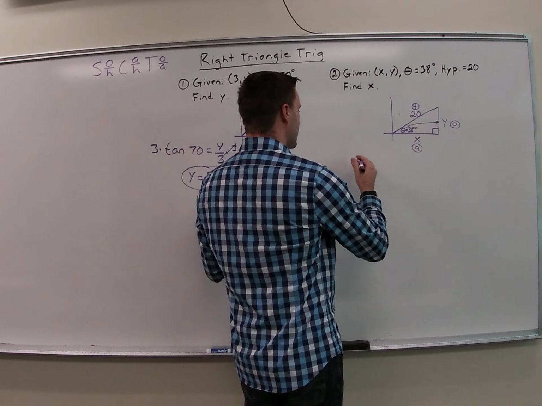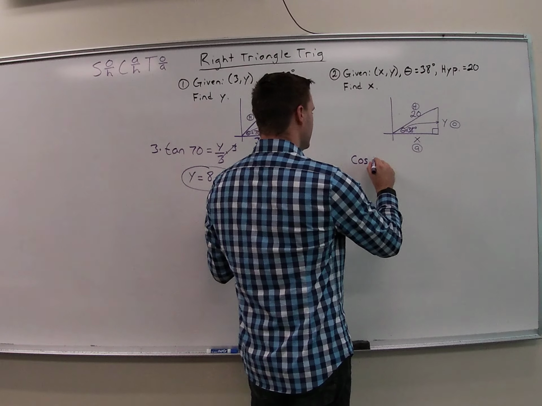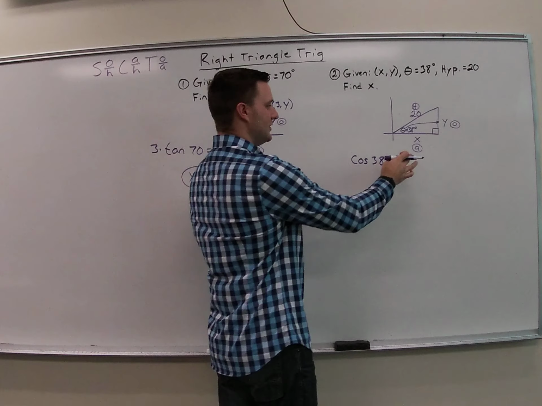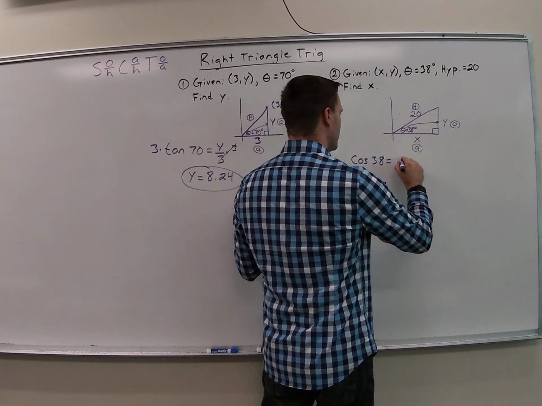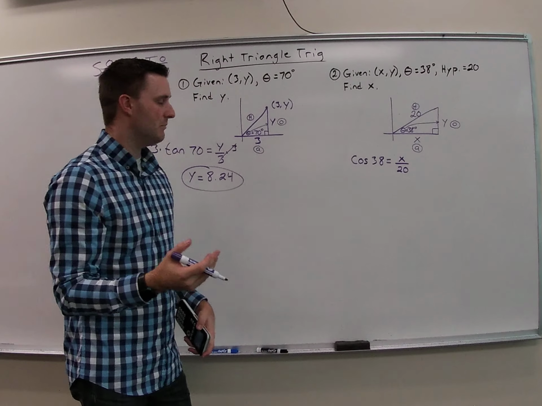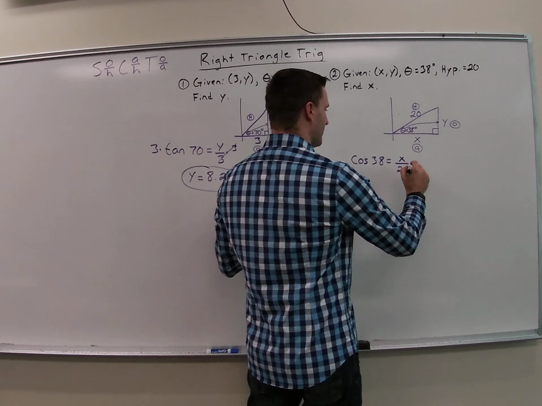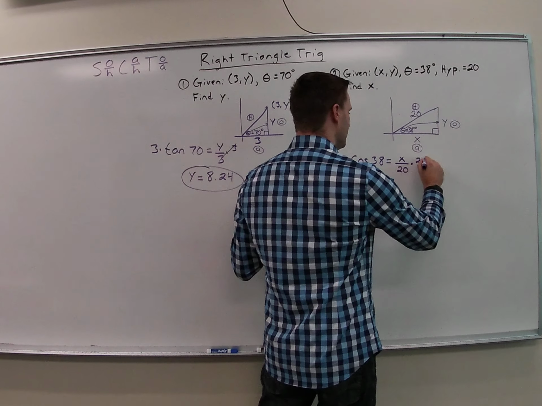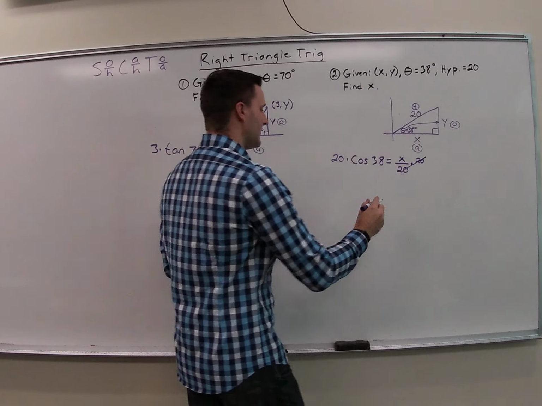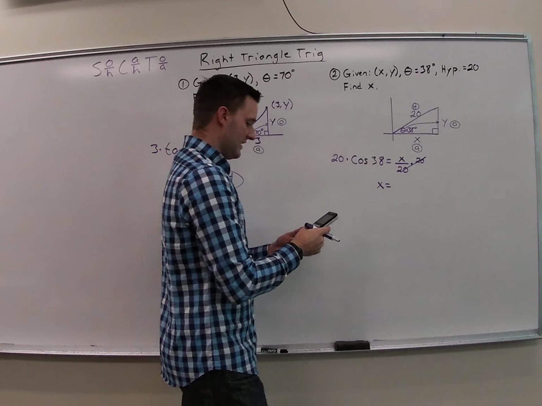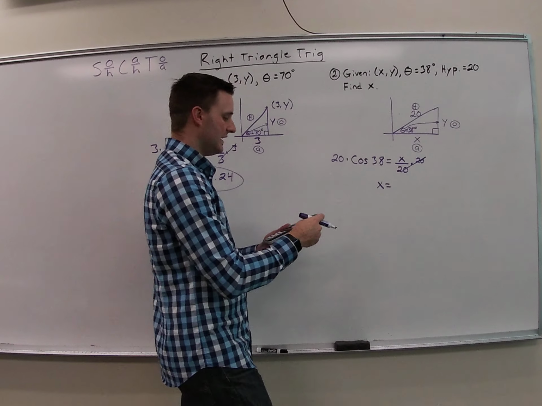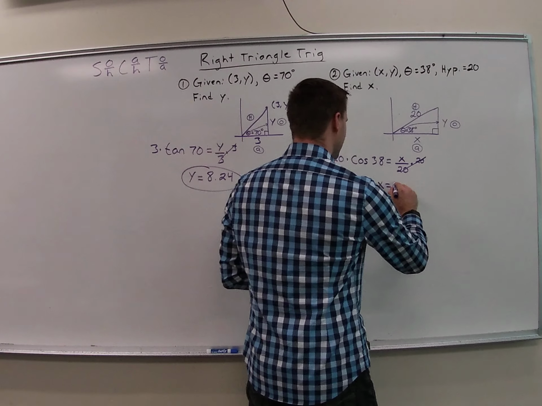So we're going to say the cosine of 38 equals the fraction adjacent over hypotenuse, so x over 20. Again, my unknown is in the numerator, so how do I get rid of dividing by 20? I'm going to multiply both sides by 20. Whatever I do to one side, I have to do to the other. Now to find what x equals, I just type in my calculator 20 times the cosine of 38 degrees, and I get 15.76.